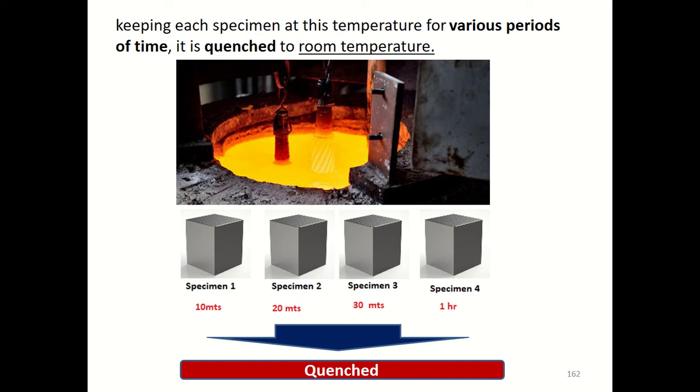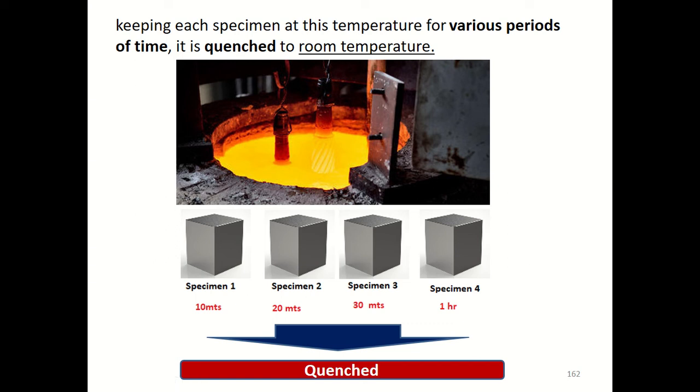Thereafter, it is quenched to room temperature. I hope you understand the procedure now. So we take 4 specimens, heat each specimen to the austenitic temperature range, and thereafter each specimen is rapidly transferred to a liquid salt bath having a temperature of, say, 650 degrees Celsius, and then I keep each specimen at that temperature for various periods of time, and thereafter I quench it to room temperature. I hope you understand the procedure now.